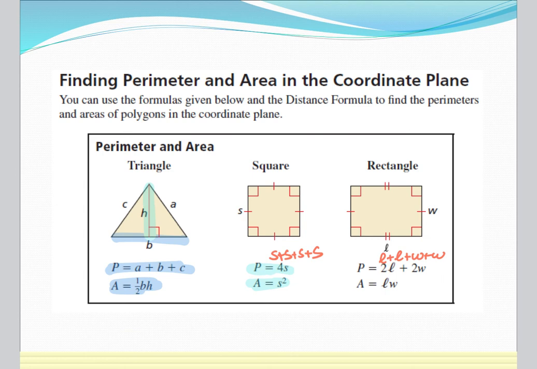So at the top it says you can use the formulas given below and the distance formula to find the perimeters and areas of the polygons in a coordinate plane. So we're going to plot some points in a coordinate plane. You're going to find the lengths of each of those sides by either using the distance formula, or if they're horizontal or vertical, you can simply count. And then you're going to use those to find these measurements.